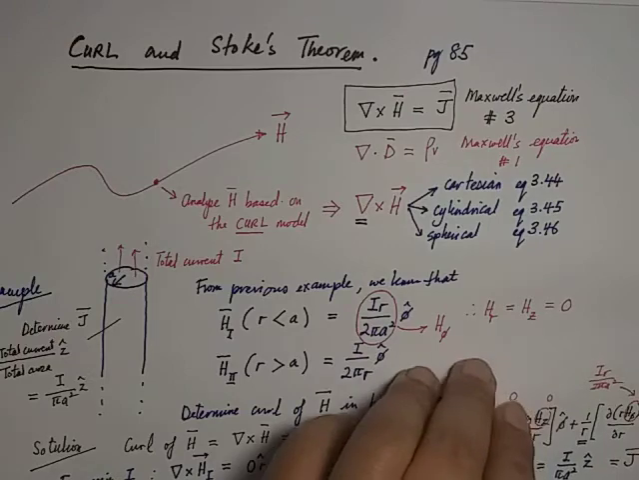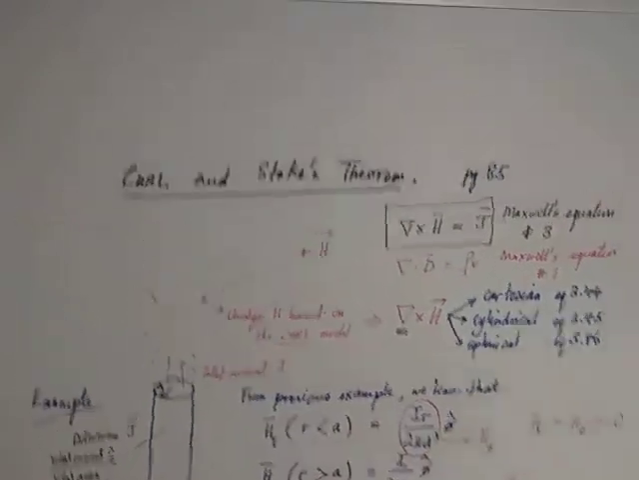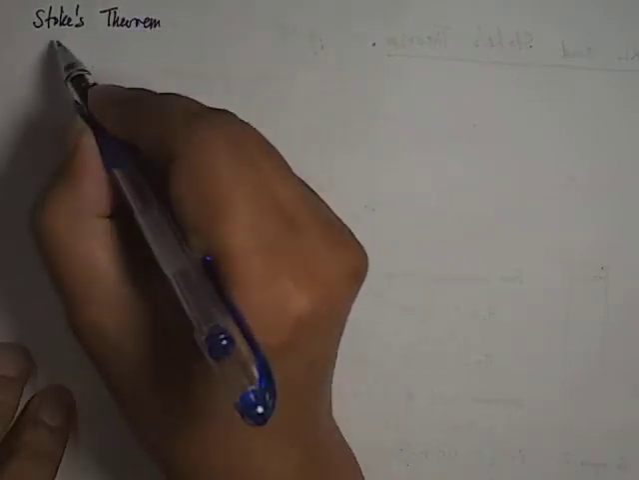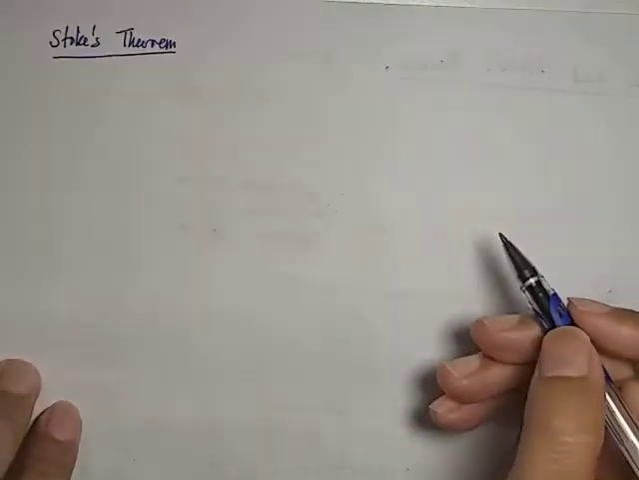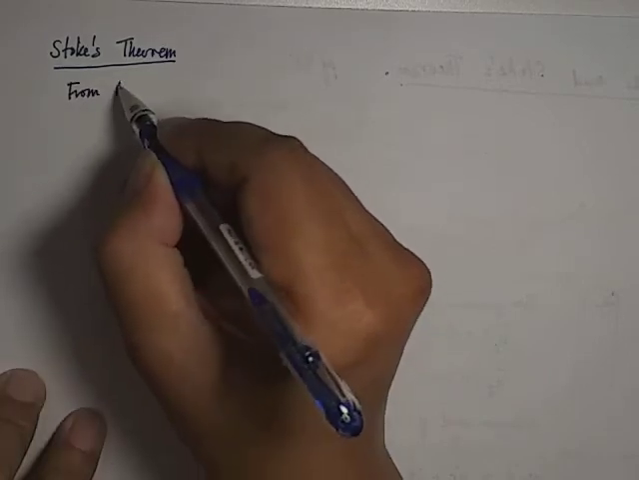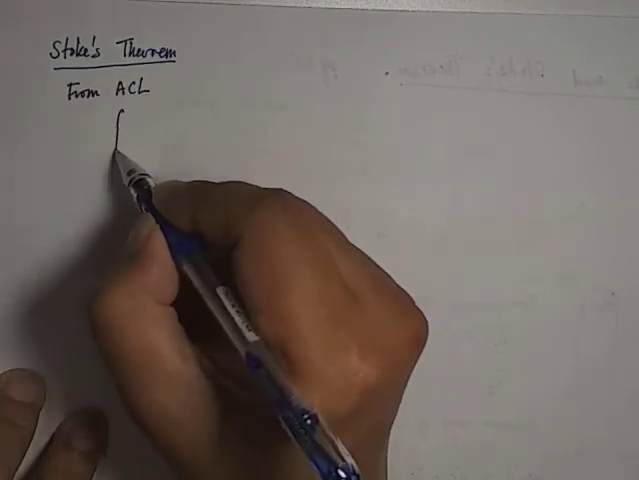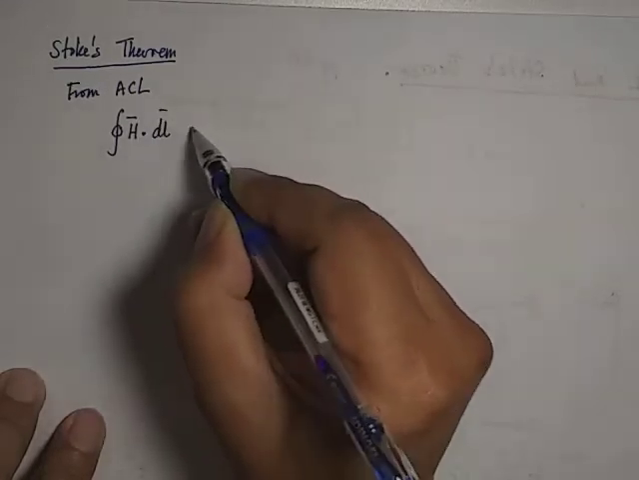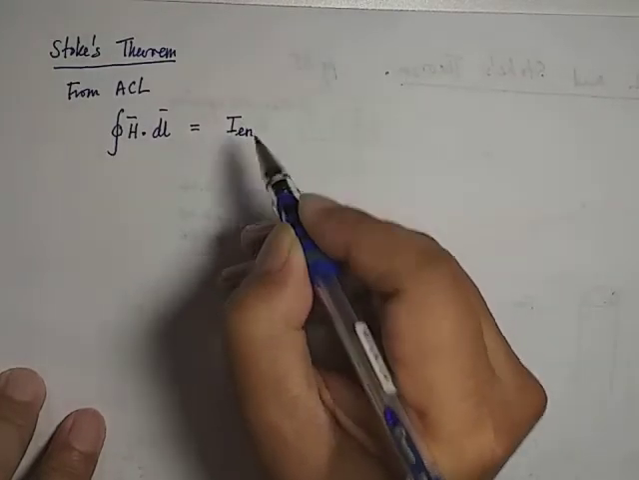Okay, so let's go further now after introducing Maxwell equation number 3. I'm going to talk about Stokes theorem now. Stokes theorem. Okay, from Ampere's circuit law, we know that H dot dl is equal to I enclosed.